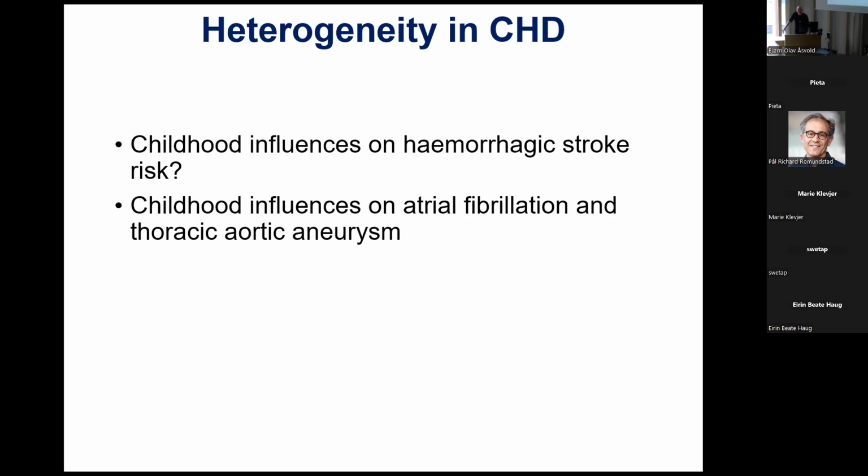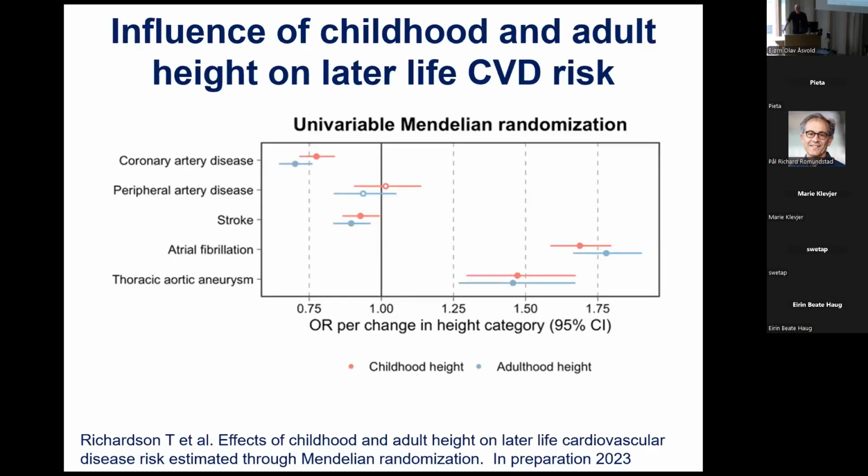So there are also childhood influences on atrial fibrillation and thoracic aortic aneurysm. In UK Biobank, as well as being able to look at BMI at age 10, you could look at height at age 10, and you could do the same form of multivariable MR. This is the univariable MR, suggesting that greater height was associated with lower coronary artery disease risk, but higher risk of atrial fibrillation and thoracic aortic aneurysm.